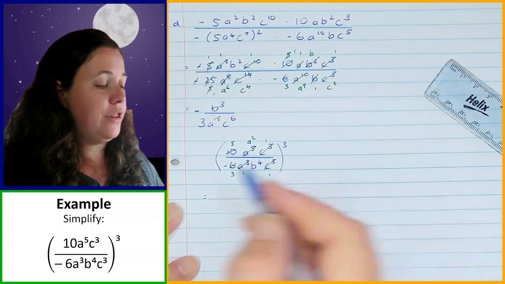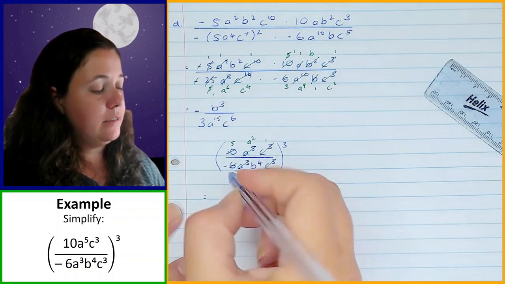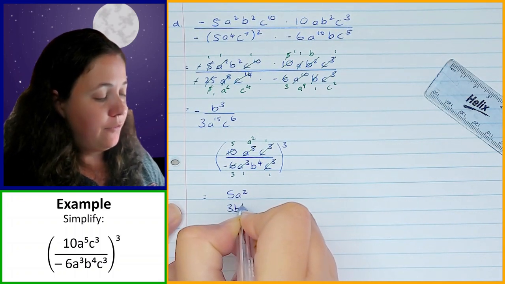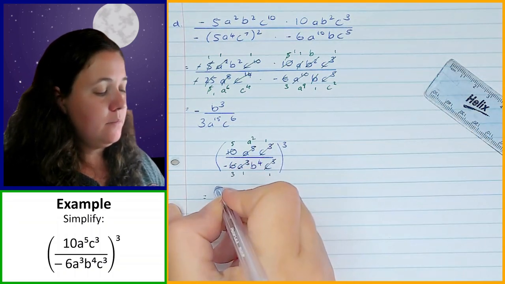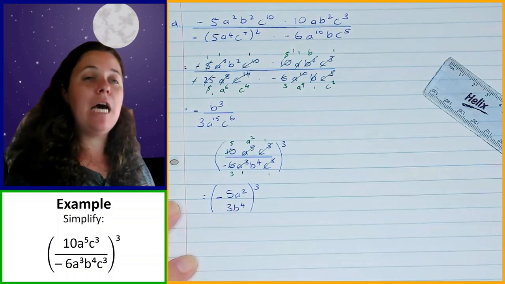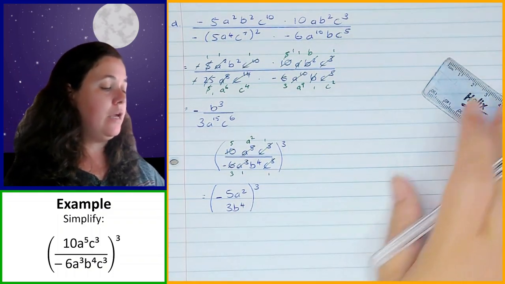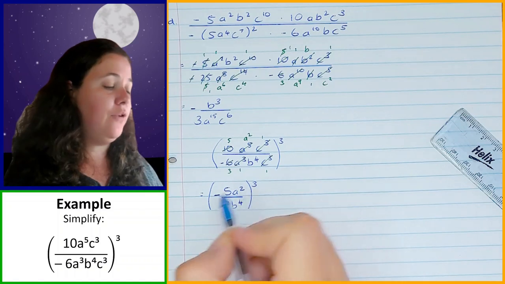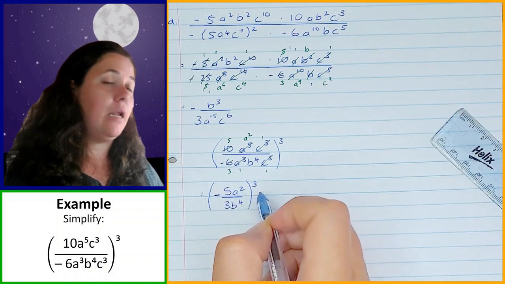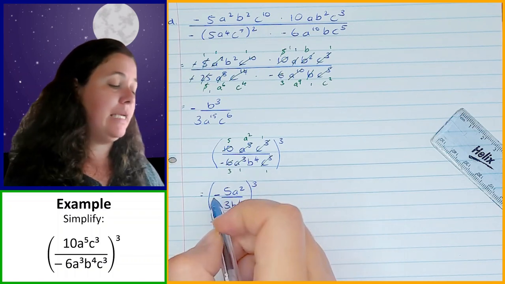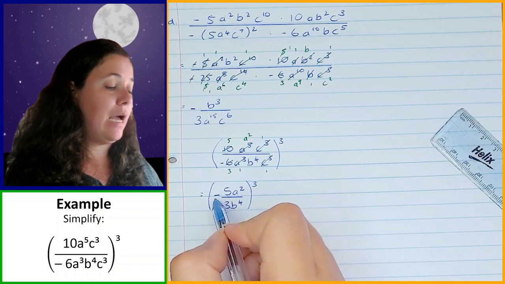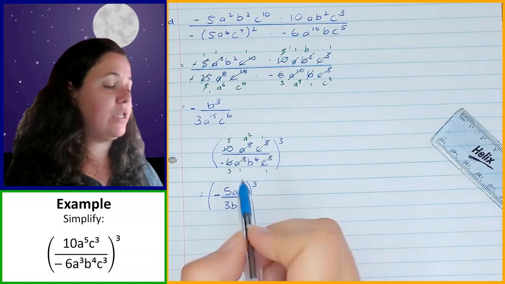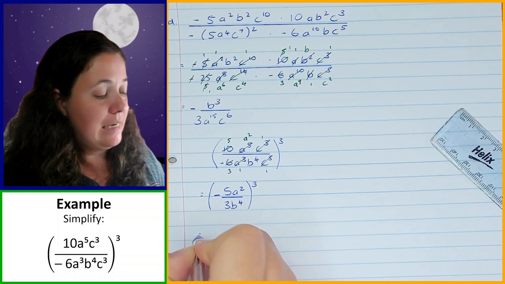Okay, so now what I end up with is in my numerator, I have 5a squared. And in my denominator, I have 3b to the power of 4, and all of it is negative. And then that is all being cubed. Now that I've got to this stage, I can apply this exponent that is outside the brackets, this cube. Now remember, when we have a negative which is being cubed, because this exponent is an odd number, the negative is going to stay negative. Remember, when you have a negative to the power of an odd number, it stays negative. When you have a negative to the power of an even number, it becomes positive. But in this case, the exponent is odd, so it's going to stay negative.